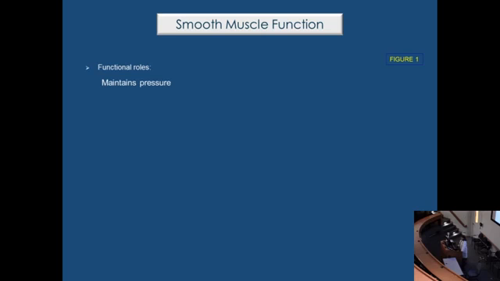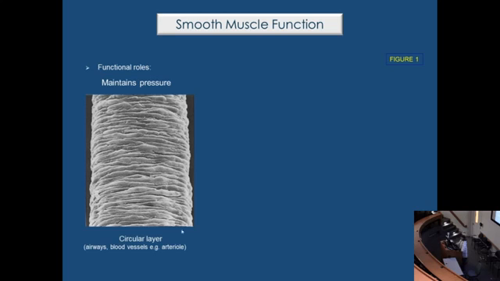That is that the smooth muscle maintains pressure, and I have this micrograph where you can distinguish all the smooth muscle cells. They are very tightly packed, and you can recognize that they have their spindle shape, right? So this arrangement is in a circular layer, and this is what will maintain the pressure against the contents of the organ. So in this case, we are looking at an arteriole.